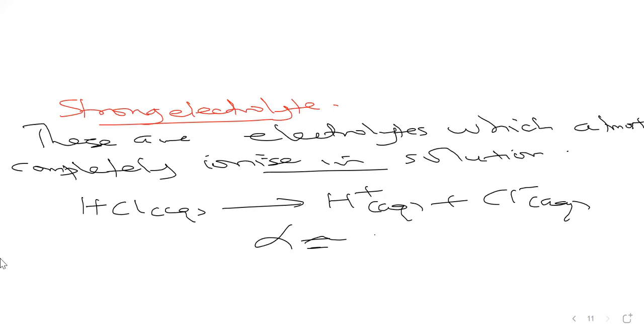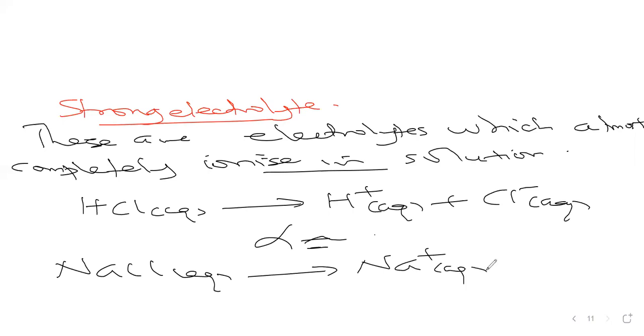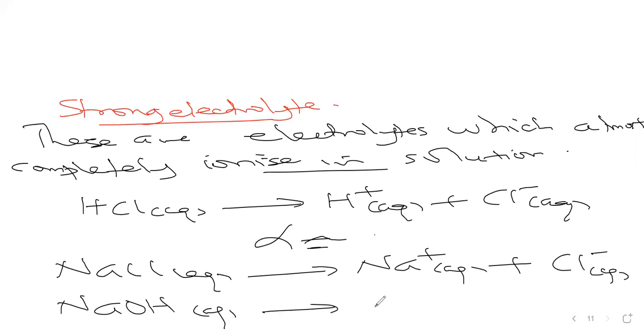Sodium chloride is a strong electrolyte. It almost completely ionizes in solution to form sodium ions and chloride ions. Sodium hydroxide, a strong electrolyte, almost completely ionizes in solution to form sodium ions and hydroxide ions.